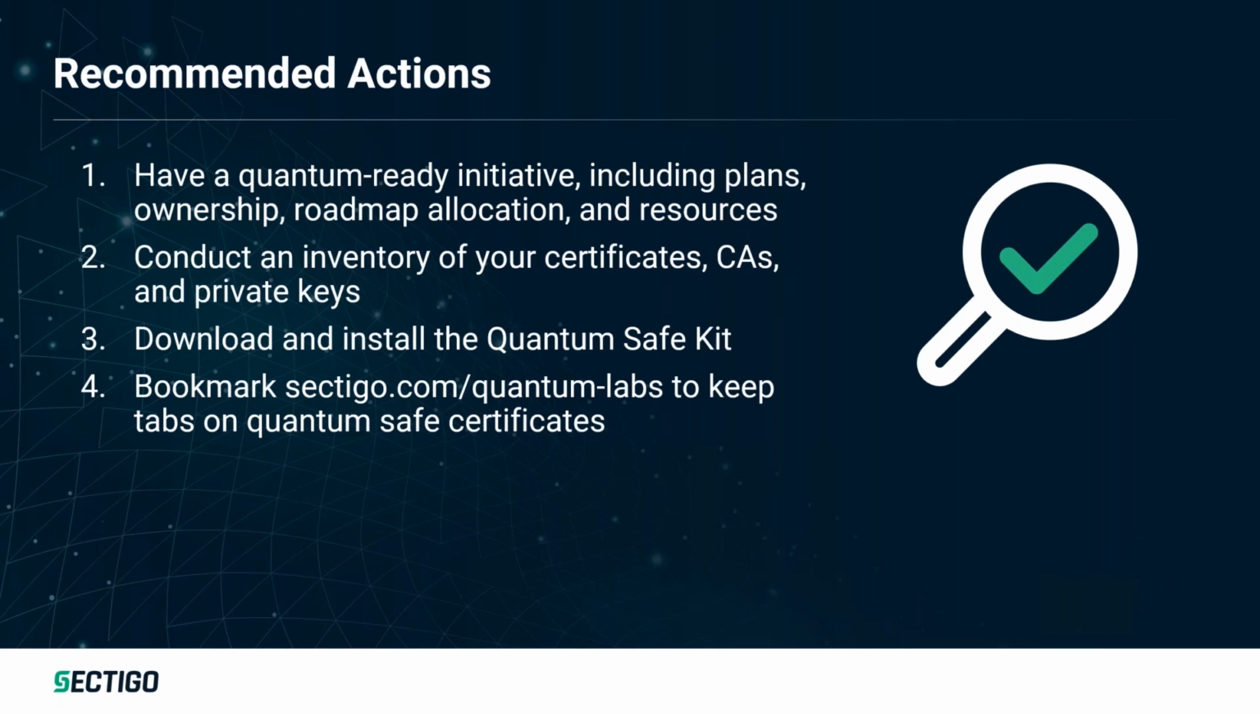Conduct an inventory of your certificates, right? Know what you have. What are your certificates? What are your CAs? What are your private keys? You can't afford to miss anything. So when the time comes to do it, you've got to get them all. So you should know what they are. Go ahead and download and install the Quantum Safe Kit and play around with it, figure out what it does. And visit sectigo.com/quantum labs, just to keep current. So those are recommended actions.